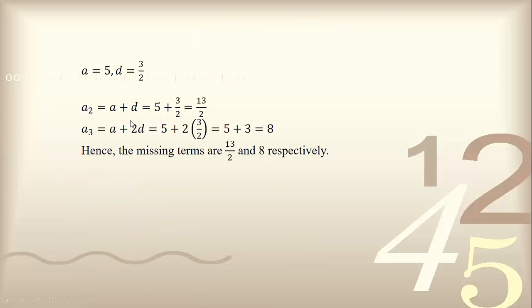Here A2 is A plus D, 5 plus 3 by 2, 13 by 2. A3 is A plus 2D, 5 plus 2 into 3 by 2, which is 5 plus 3, so 8. Hence the missing terms are 13 by 2 and 8 respectively.